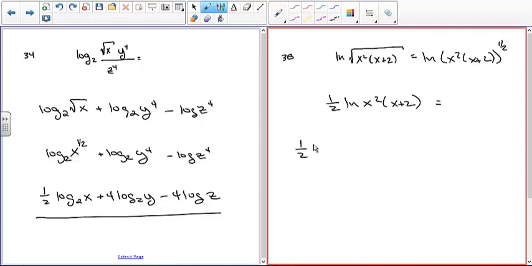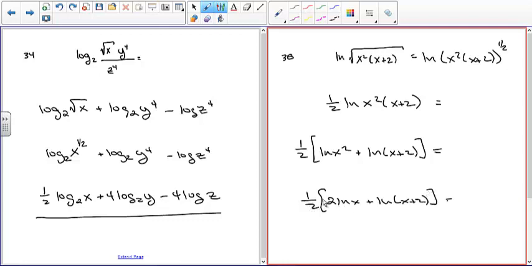So what we can do is take the 1/2 and put it outside the brackets, and then break this product up into a sum because they're multiplied together. Like that. And then finally we can bring out the 2 exponent here because it's applied just to the x. So it becomes 2 times the natural log of x plus the natural log of x plus 2. We can multiply this out now because you've got a 1/2 times 2, so that becomes the natural log of x minus 1/2 the natural log of x plus 2. And that's your final answer.